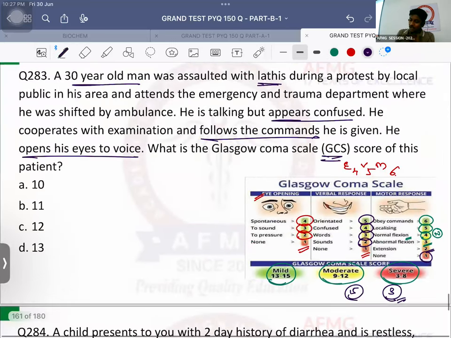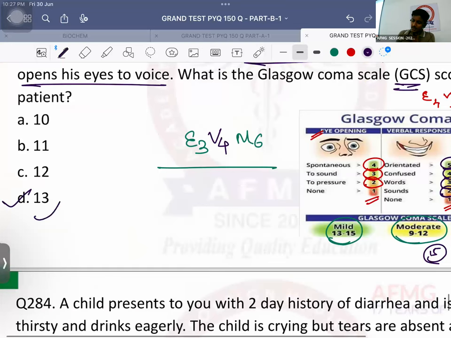Ab jaldi se batao. Patient appears confused. So V4. Okay, then he follows the commands. That's M6. Okay, opens eyes to voice. That is E3. 3 plus 4 plus 6. Kitna hota hai? 7 plus 13.